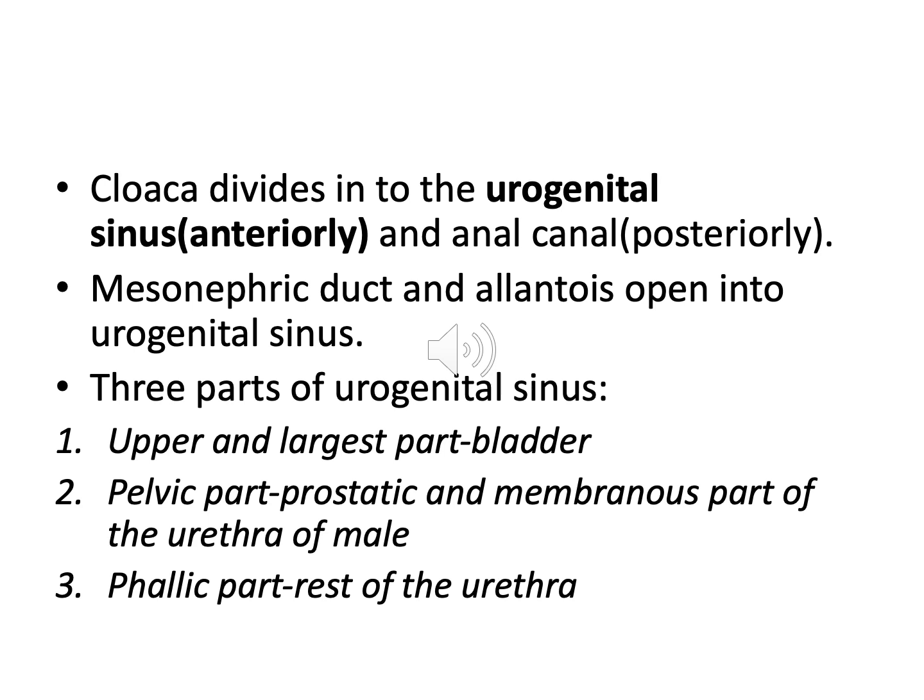The upper end of the urogenital sinus is involved in the formation of the bladder, and the middle or pelvic part of the urogenital sinus is involved in the formation of the prostatic and membranous parts of the urethra in males. The phallic part, which is the lowermost part of the urogenital sinus, is involved in the formation of the rest of the urethra.